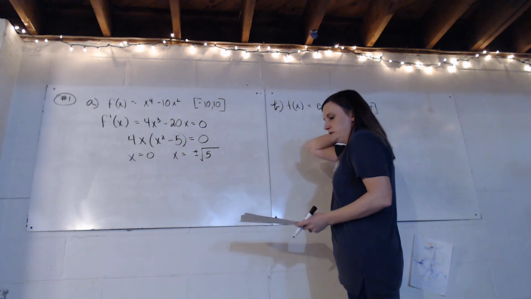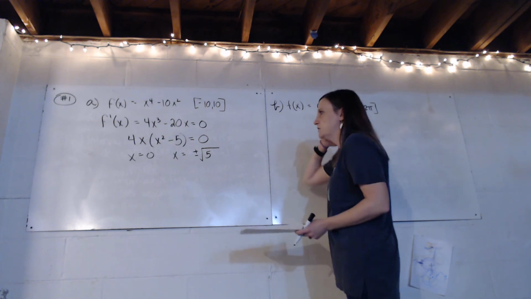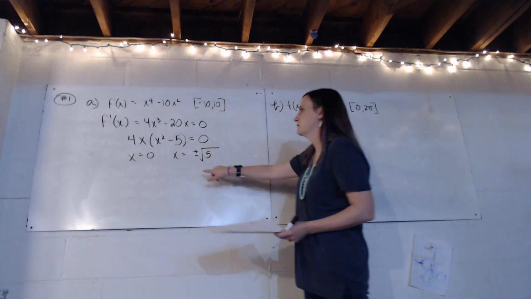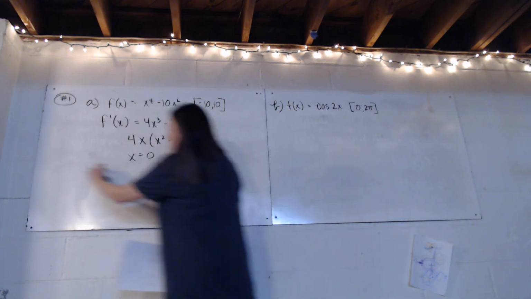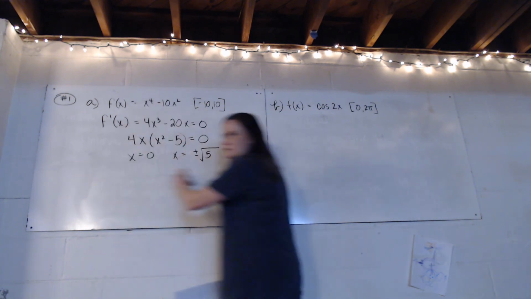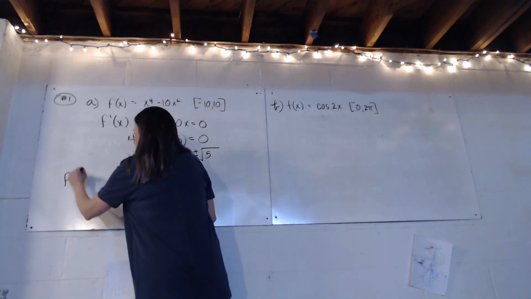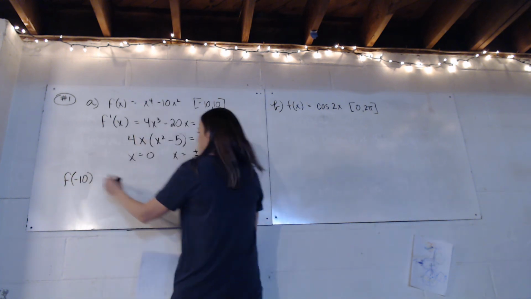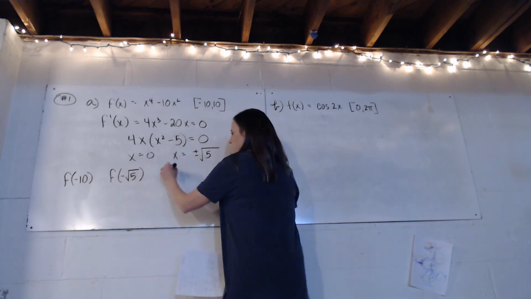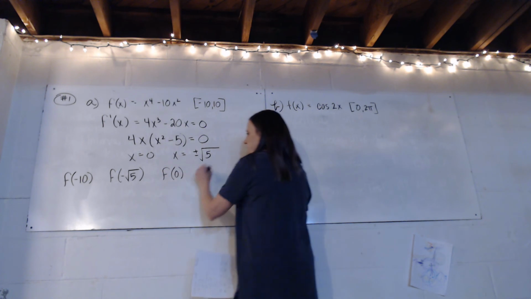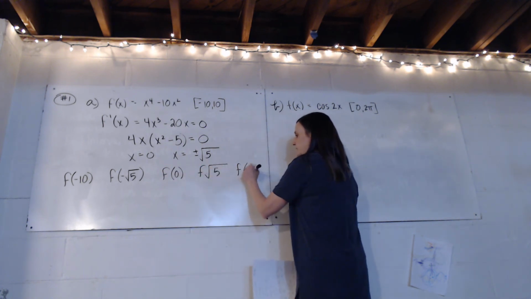Then I want to find the value of the function. So find the value of the original function at the endpoints and at the critical numbers. So I am looking to calculate the value of the function. I like to put them in order. So you'll notice I always go from left to right and put them in sequential order. So I need to find the value of the function at negative 10, at negative the square root of 5, at 0, at the positive square root of 5, and at 10.